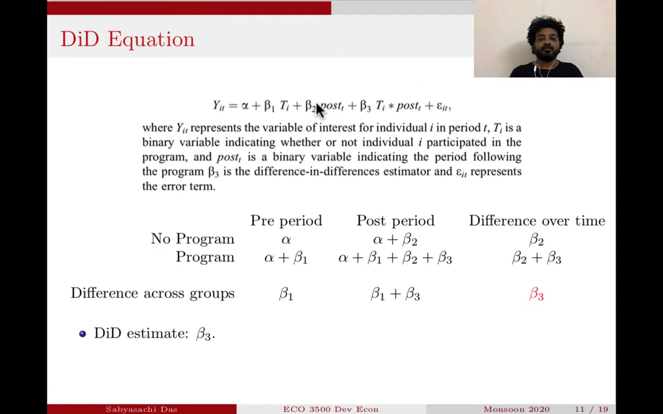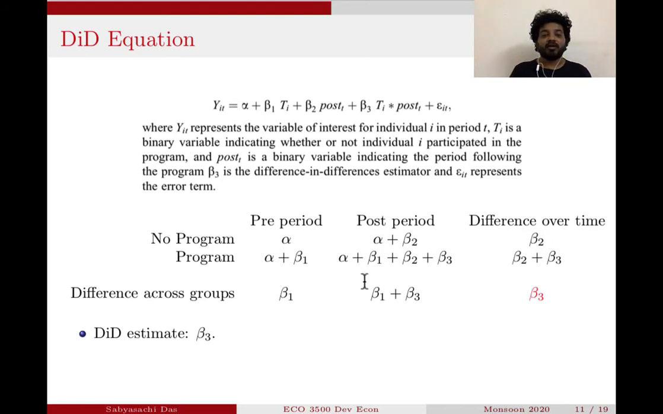In the post period, both beta 2 and beta 3 get switched on, because both are 1 for the treatment group in the post period. So in the post period, the average value is alpha plus beta 1 plus beta 2 plus beta 3. So for the program individuals, if I compare pre and post period, the difference is beta 2 plus beta 3, right? So for the treatment group, the outcome increases by beta 2 plus beta 3. But for the control group that did not receive the treatment, their outcome also increased. Their outcome increased by beta 2.